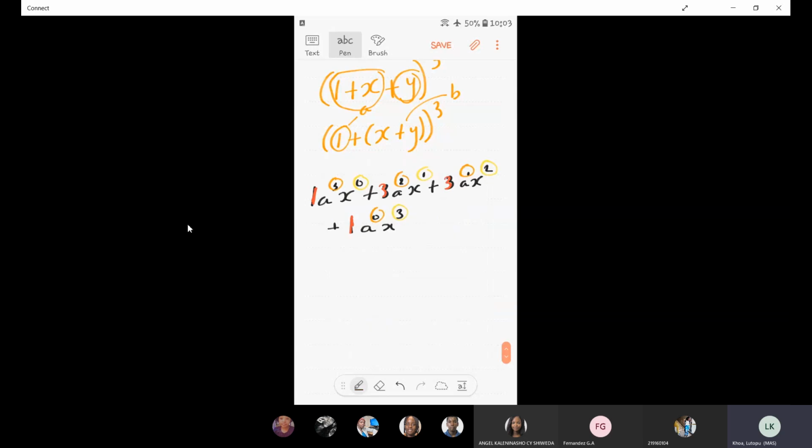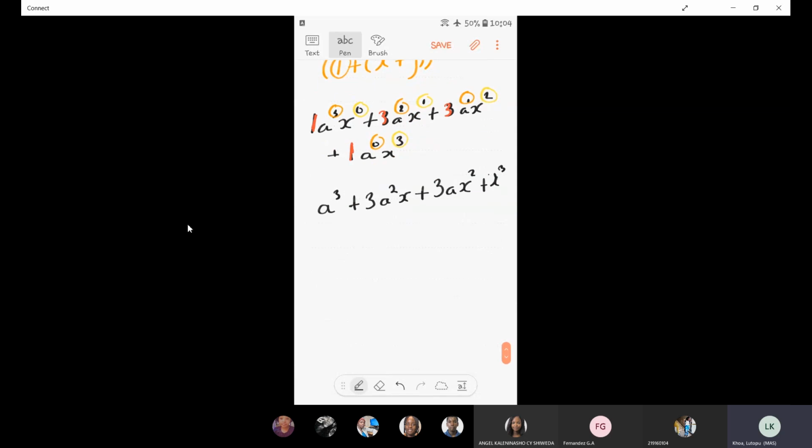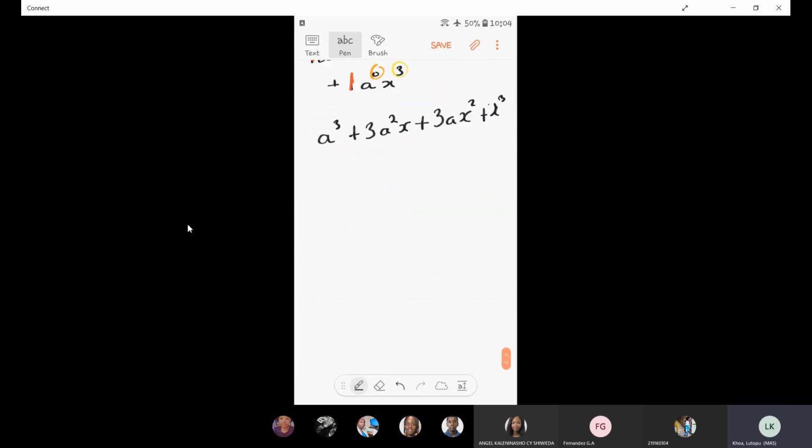Then what you have is a to the power of 3 plus 3a squared x plus 3ax squared plus x to the power of 3. Okay, so that is your final expansion. Nothing very difficult about that one. Okay, I can look at another one.